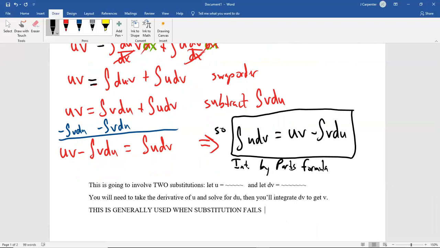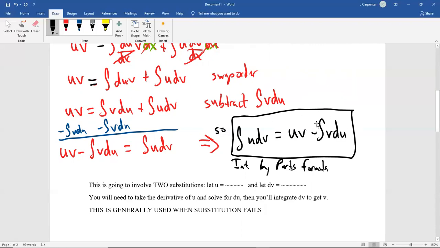This is generally used when a basic substitution technique fails. So if you were approaching a problem and you said, I don't know what to do, what should I do? And you've got a list of options, I would try a regular substitution first, and then I would try integration by parts. What integration by parts is good for is when what you have, you don't know how to integrate, a substitution doesn't help it. But maybe if you do this weird thing, maybe this new integral will actually be significantly easier.